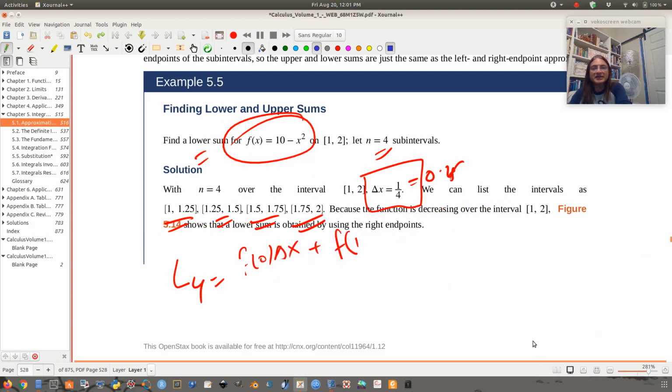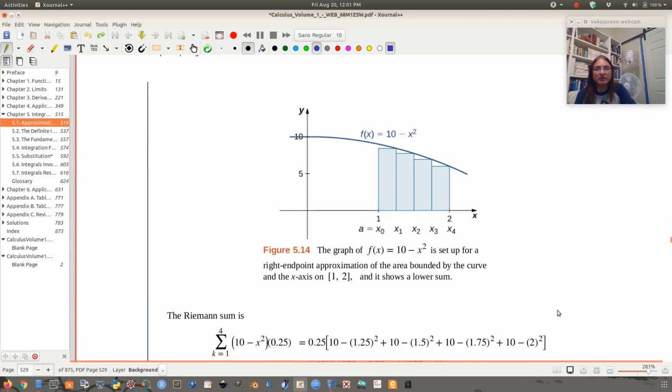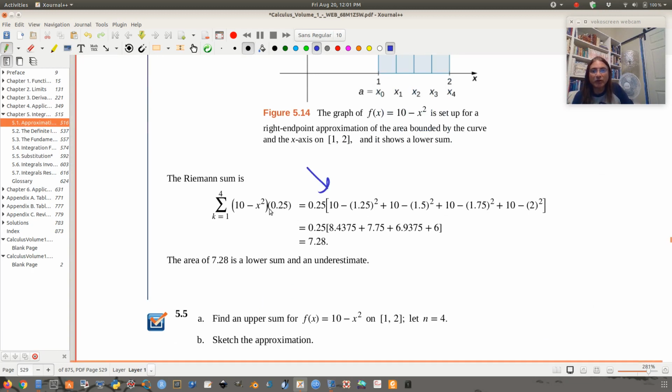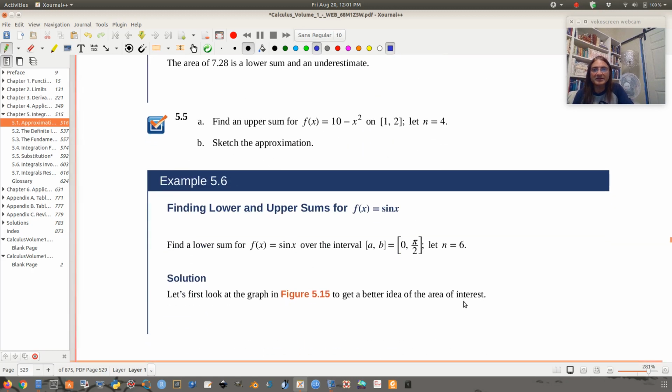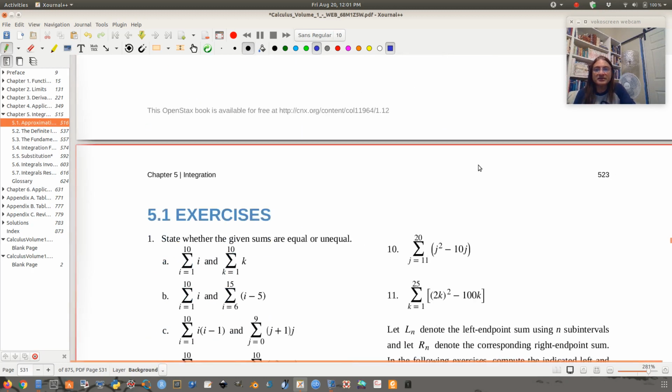We can easily compute this one using a calculator or a computer. Okay, so here it is. So they have taken 0.25 outside the summation and then added the function values. Okay, for left, and you can also do it for right approximations. Okay, you can do the same thing for sine x. So each one of these is very similar now.